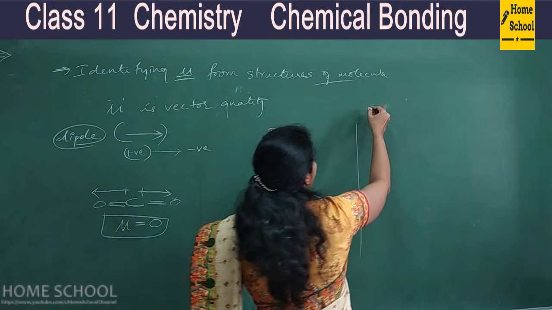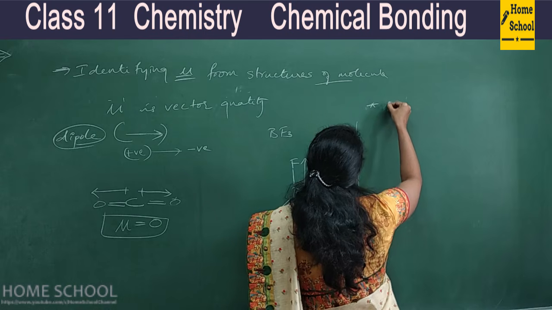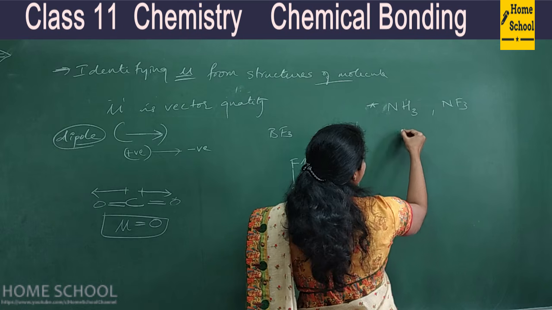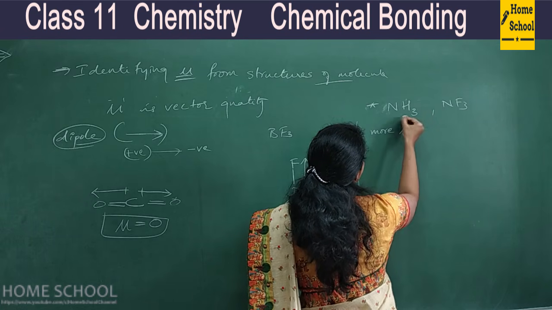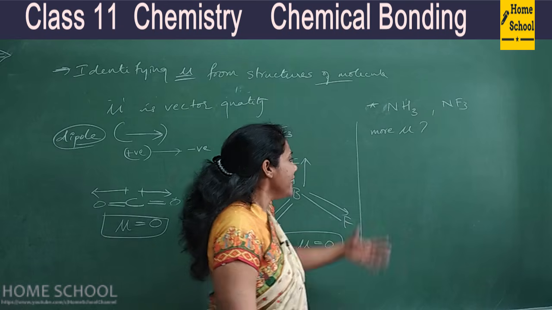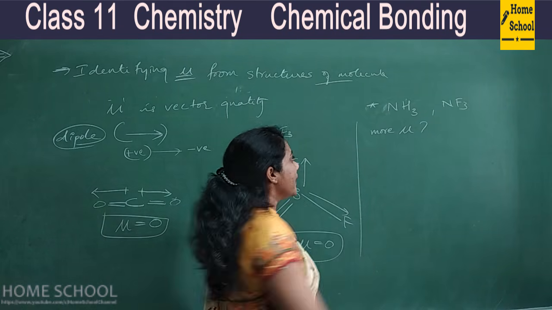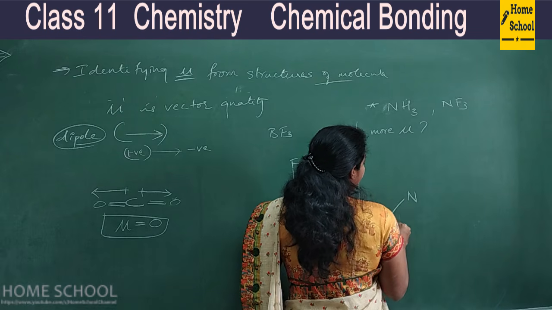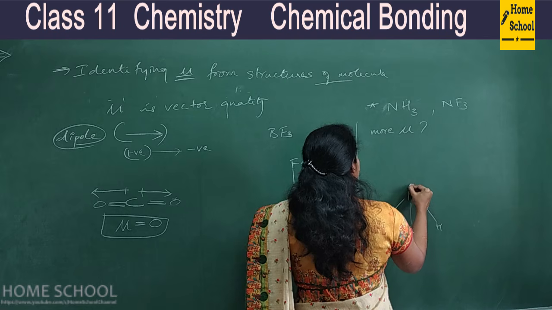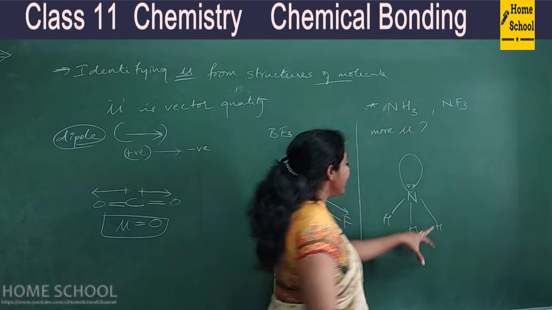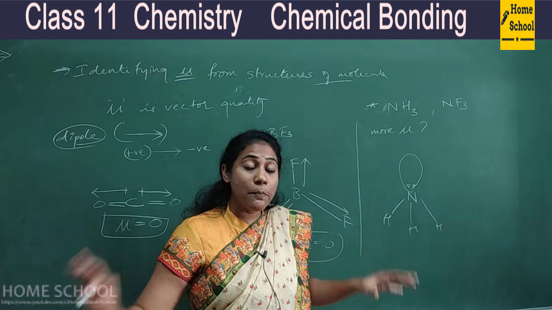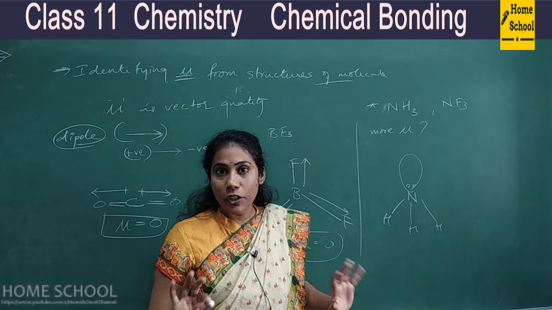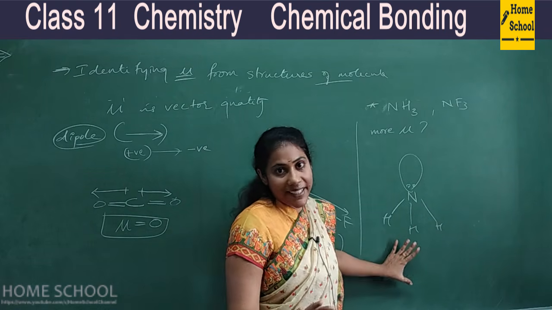Now coming to a very, very important example, I'll compare the dipole moment of NH3 and NF3. If I ask you which has more dipole moment among these two, then you can decide based on their structures. What is the structure of NH3? Structure of NH3 is pyramidal, right? H, H, H, and there is a lone pair. How do you decide that this is the structure? It is based on the VSEPR theory. About VSEPR theory we will discuss in our next class. So this is the NH3 structure.